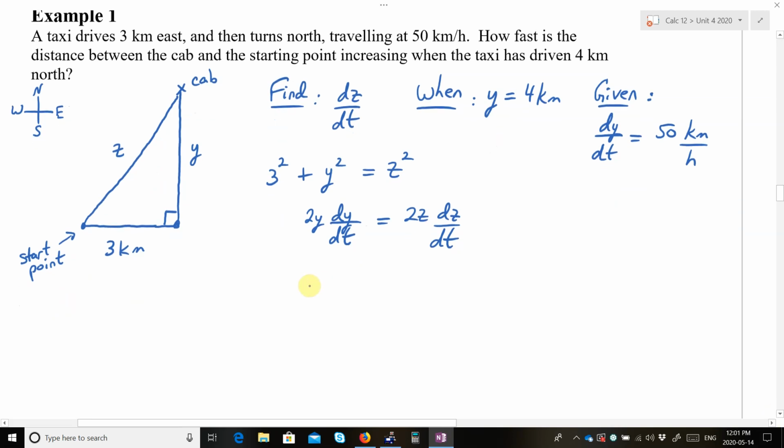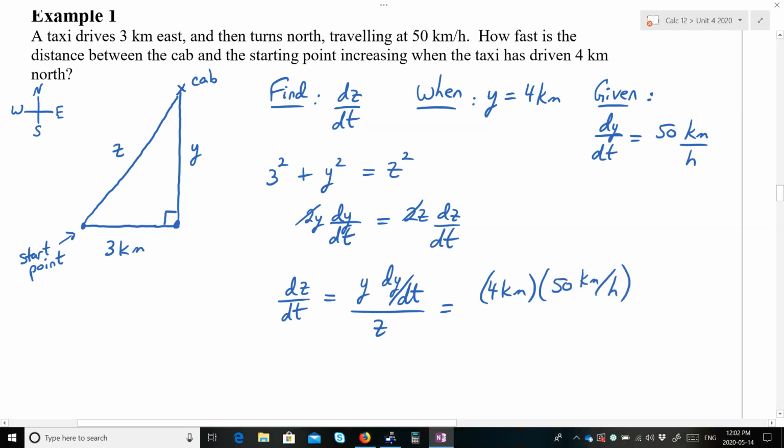And we want to get dz/dt by itself. So dz/dt is equal to, first of all, we could divide both sides by 2 and that will cancel. We just have to divide both sides by z as well. So we would have y dy/dt divided by z. Okay, so y is 4 kilometers, the instant y is 4 kilometers. dy/dt is 50 kilometers per hour.